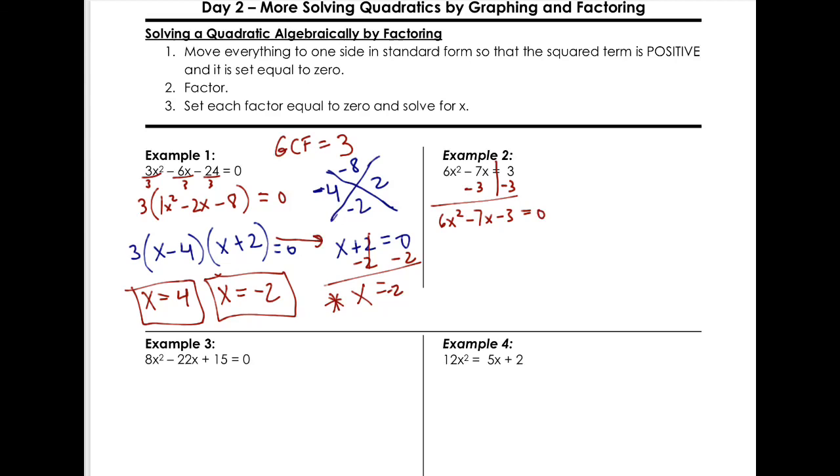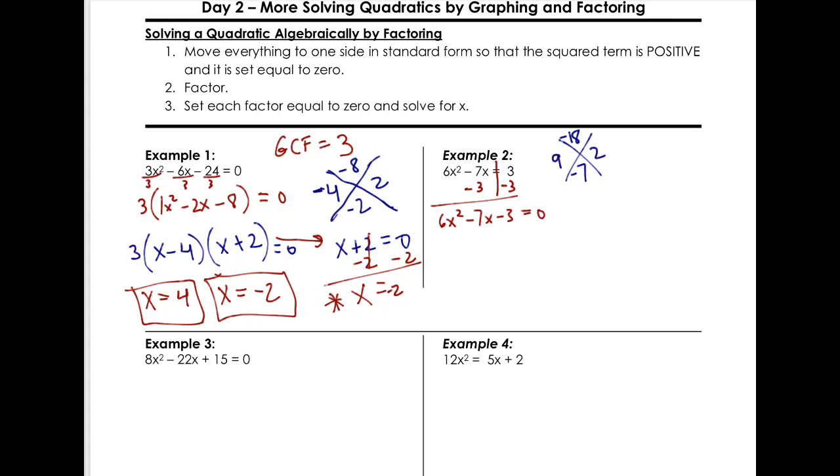So let's set up our x. Remember, you're multiplying a and c. And that's 6 times negative 3. That will give us a negative 18. Then your b term goes here. Two numbers that multiply to give you negative 18 and come together to give you negative 7. That is 9 and 2.